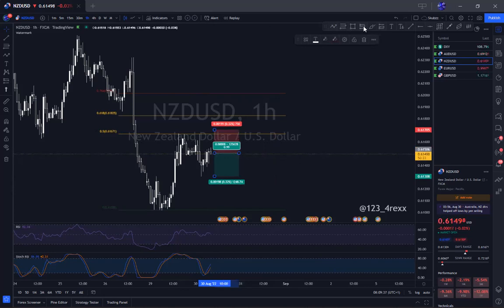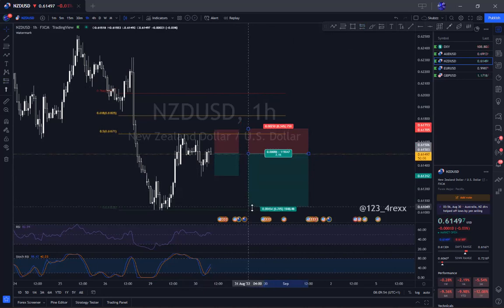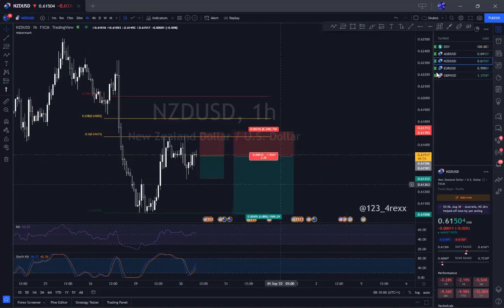You can target this area as your first TP, which is like 0.99 now. That's TP1. Then the TP2 should be something like this, down here, with the stop loss above this. So that's how I'm going to be looking at NZD USD this morning.